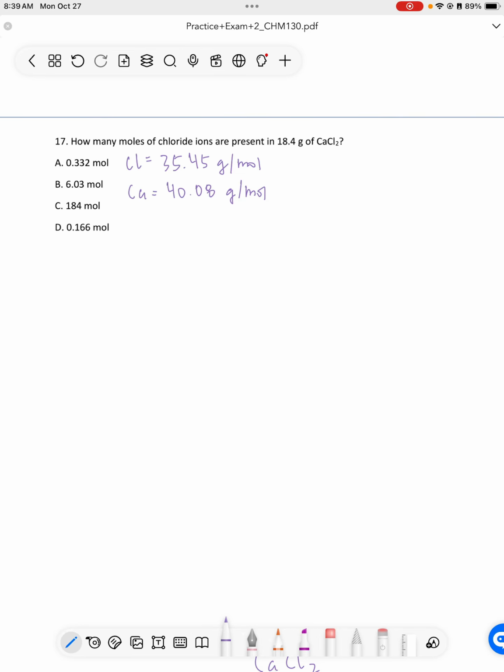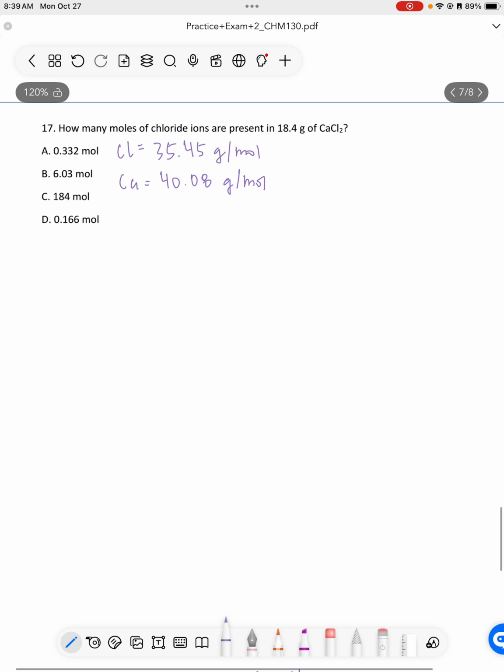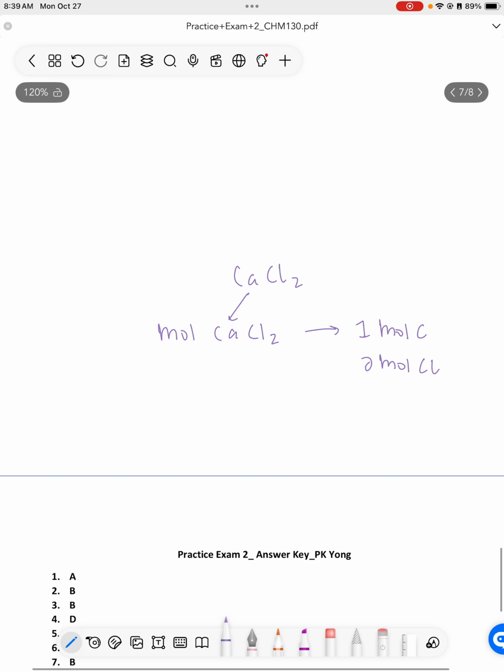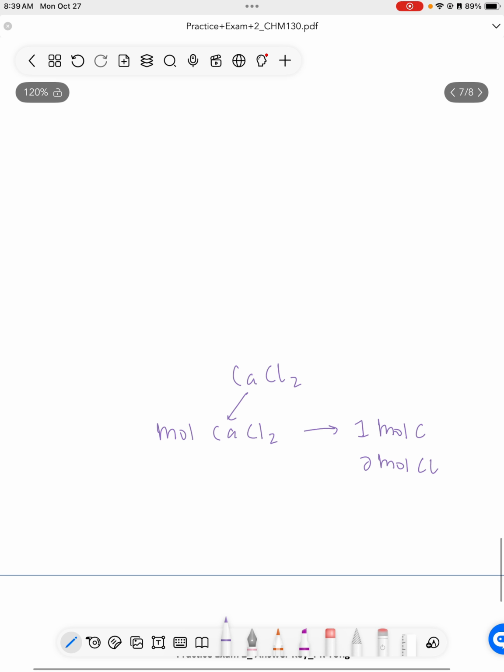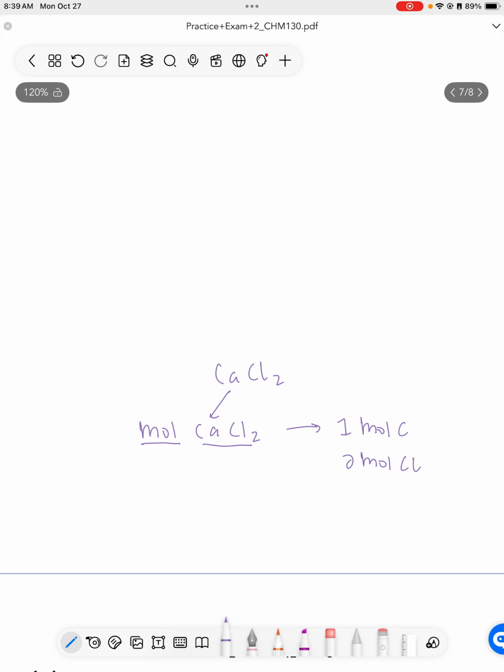Alrighty, so number 17 is asking us how many moles of chlorine ions are present in 18.4 grams of calcium chloride. So remember when PK talked to us about when we are talking about moles of something, then we are just talking about moles of that thing broken apart as well. So in 1 mole of calcium chloride, we have 1 mole of calcium and we have 2 moles of chloride.